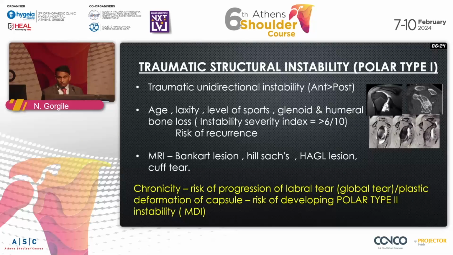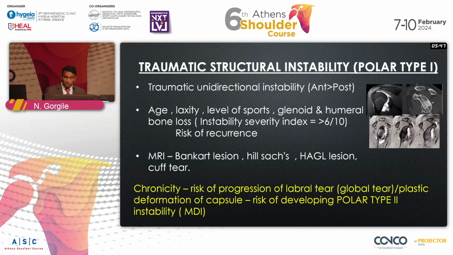We know the most common instability pattern is anterior, which is present in more than 90% of the patients, and the posterior, which is far less. Also, it is very important to look at the instability severity index, which was put forward by Professor Balg. It is very important to know the age of the patient, associated laxity, level of sports the patient plays, and also the glenoid and humeral bone loss. If all these factors are present, there is a very high risk of recurrence in this group of patients if we do only a soft tissue repair.